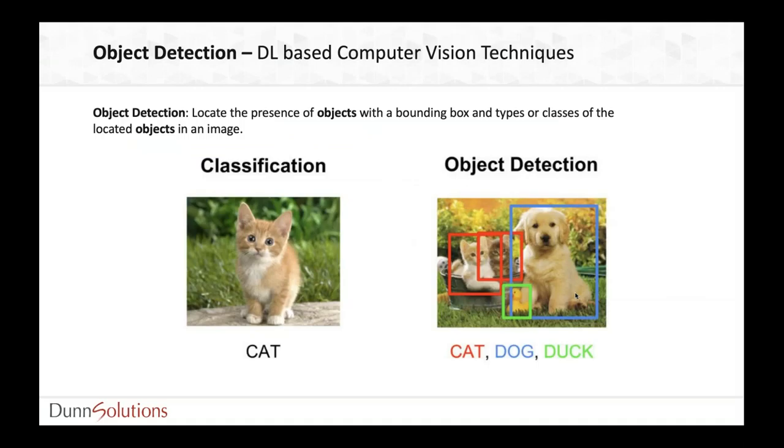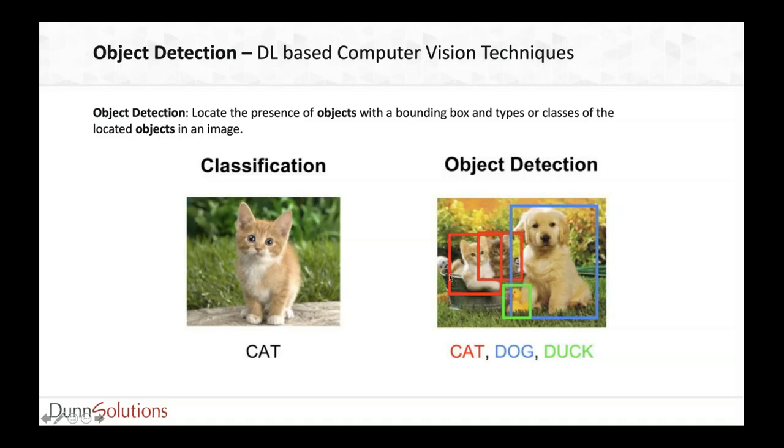So the next one is object detection, which is the next more complicated form of deep learning based computer vision. With object detection, you locate the presence of objects with a bounding box, and the types or classes that are located in the image. As I said, the first step is annotation. So for this particular type, what you would do in this first step is have a lot of images which have these bounding boxes around them.